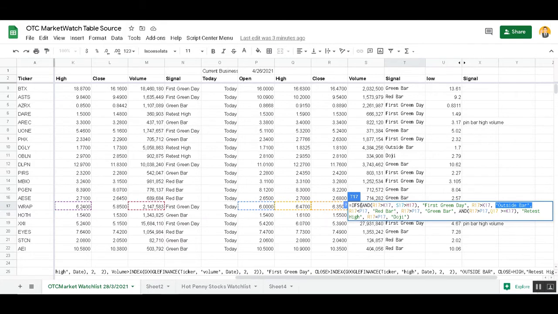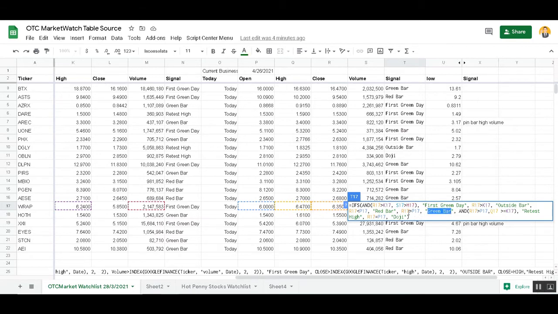But IFS has a few values that you can put in. You can give it more criteria. So this is one criteria. Let's look at another criteria. If the closing price of the day is not higher than the previous day high, but it closes above the open of the current day, it is still a bullish candlestick. So that's why I put it as green bar.